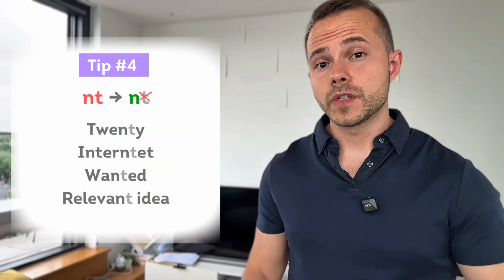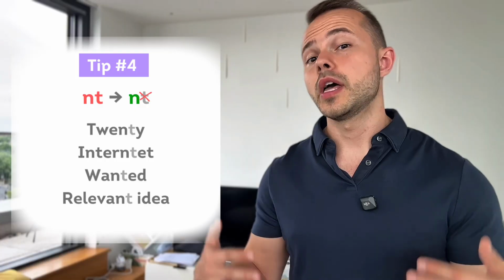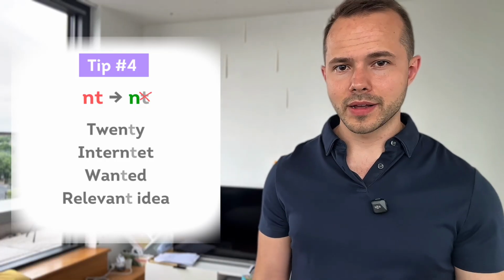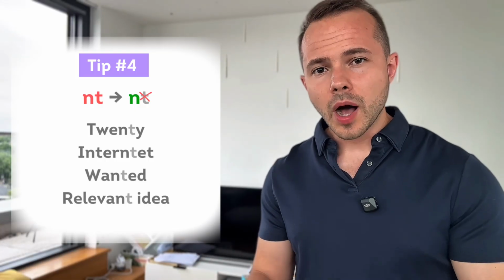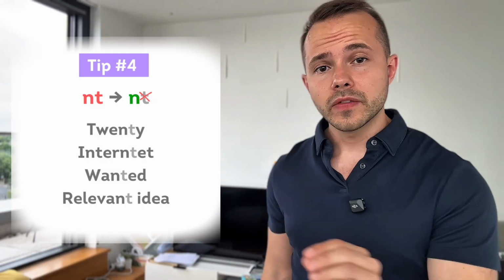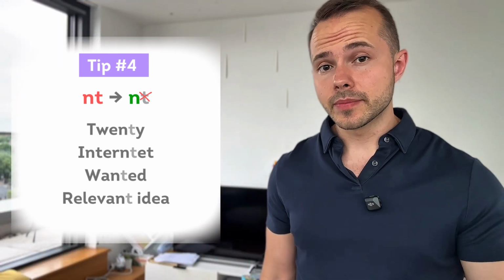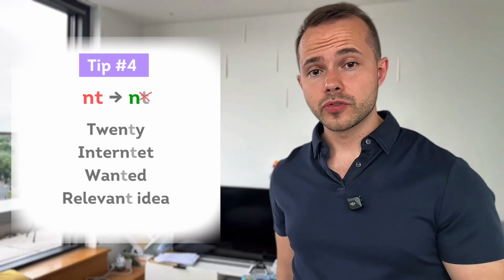One of the things that happens to the consonant T is that we drop it entirely after the consonant N in so many words where it's after a stressed vowel. For example, instead of saying twenty, an American is very likely to say twenty. Internet. Wanted. You could also use T dropping to link words better in examples like relevant idea. Instead of saying relevant idea, relevant idea. No T. Make sure to start dropping yours.